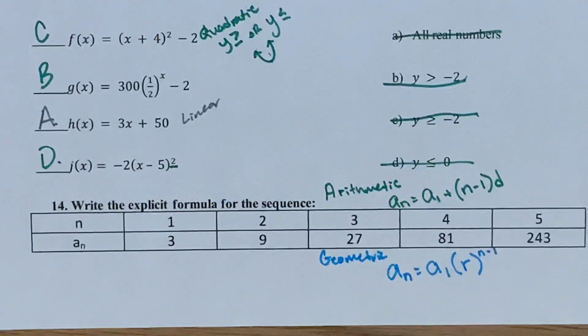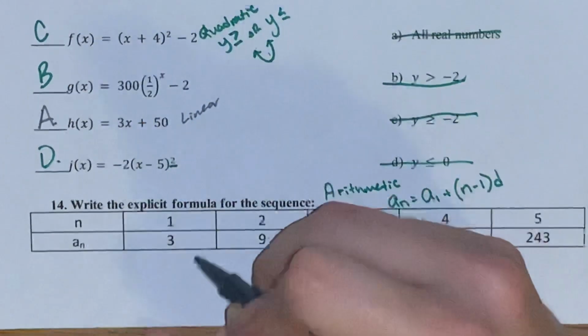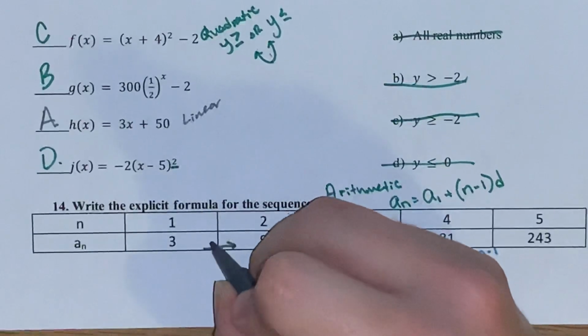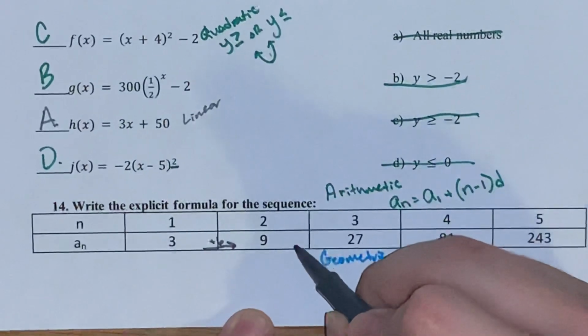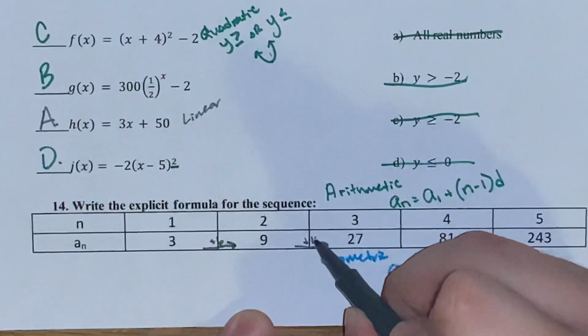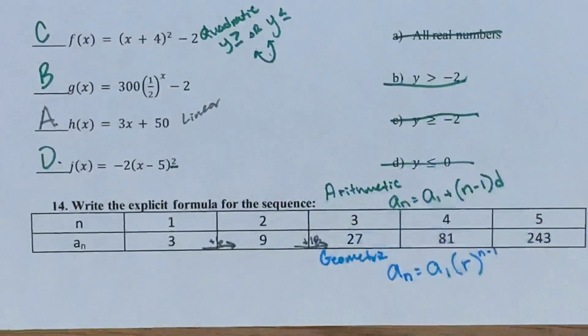So looking at this table, it is increasing. From 1 to 9, it's increasing by 6, so that's plus 6. From 9 to 27, that is plus 18. So definitely not a linear function.